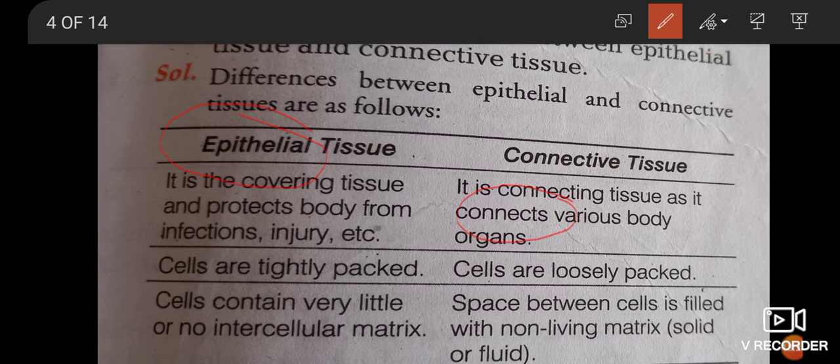And the last difference over here is that cells contain very little or no intercellular matrix. As I told you, epithelial tissue does not contain any kind of intercellular matrix, and if it is there, then it is very much less. Whereas in connective tissue the space between cells is filled with non-living matrix, either solid or fluid, or sometimes jelly-like also. It means that connective tissue cells are always present in some kind of matrix, and that matrix should be either jelly-like, fluid, or solid. So this is the difference between epithelial tissue and connective tissue.